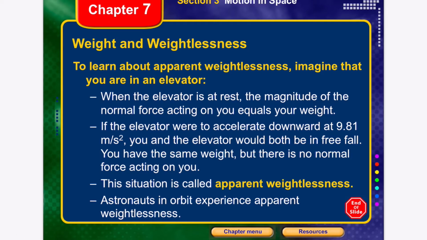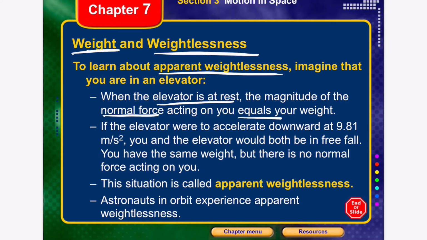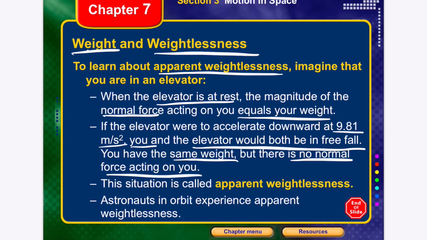Next, let's talk about weight and weightlessness. To learn about apparent weightlessness, imagine that you're in an elevator. When the elevator is at rest, the magnitude of the normal force that acts on you is equal to your weight. Now, if the elevator were to accelerate downward at 9.81 meter per second squared, you and the elevator would both be in free fall. So which means that you have the same weight, but there is no normal force acting on you.